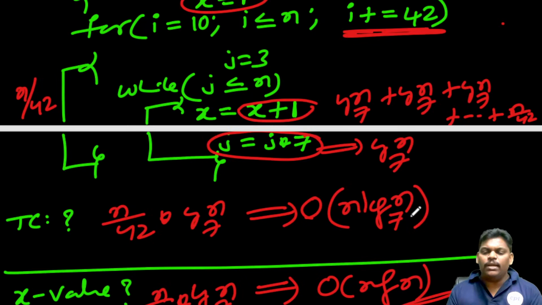Please learn properly. See, a program does not only mean time complexity. Sometimes he will ask for the x value, sometimes he will ask for time complexity, so that you get to know the difference between time complexity and x value.